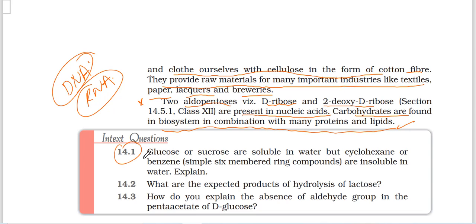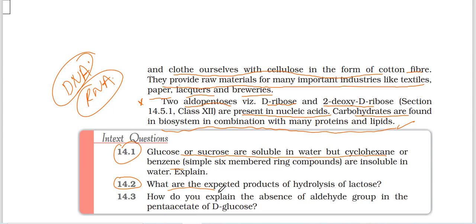Okay, these are the questions. Glucose and sucrose are soluble in water, but cyclohexane and benzene are insoluble. Why? It is explained. Okay, just think. Generally here hydrogen bonds are there. There are no hydrogen bonds in cyclohexane and benzene, whereas here the OH group is there.